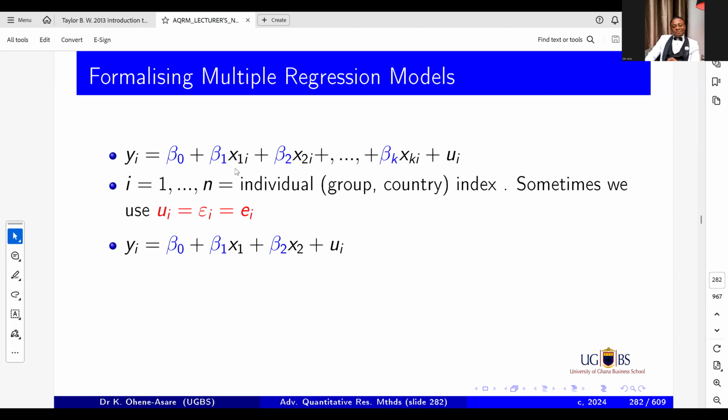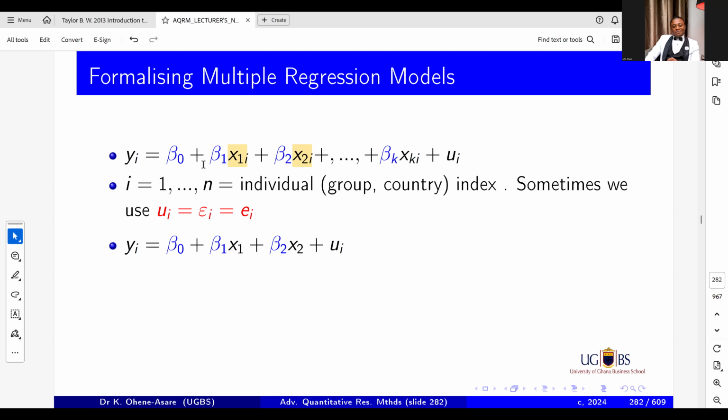We want to extend the sample regression to multiple. Multiple regression has several independent variables. Independent variables are the same as the regressors, and they are also the same as the explanatory variables. Remember, I've been saying that we can use the U_i, epsilon_i, or e_i for the error term. Okay, this is a simple multiple regression model because the independent variables are just two.